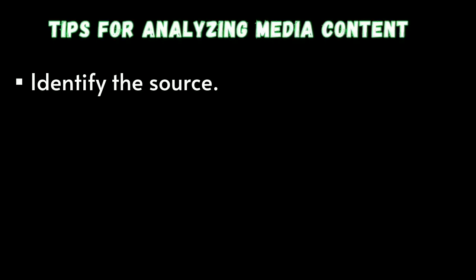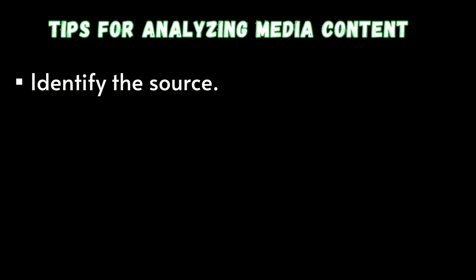Now, here are some tips for analyzing media content. First, we have to identify the source. Identifying the source will help us to notice biases that the persons may present. And they may present biases just because of their associations with others or their background.